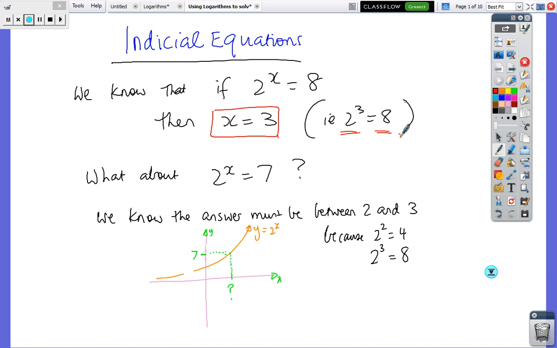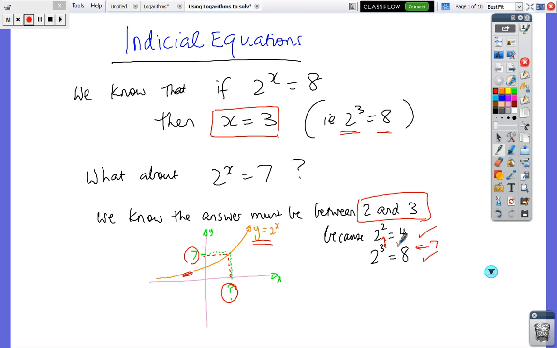Now obviously for the visual learners, all exponential functions look like that sort of shape, going up to the right. So what the question's saying is, if the answer was 7 and you came across and read that down, what would the answer to x be? And again, we know the answer must be between 2 and 3 because 2 squared is 4 and 2 cubed is 8, and 7 is in between, so it must be between 2 and 3, and closer to 3 than to 2 because 7 is closer to 8.